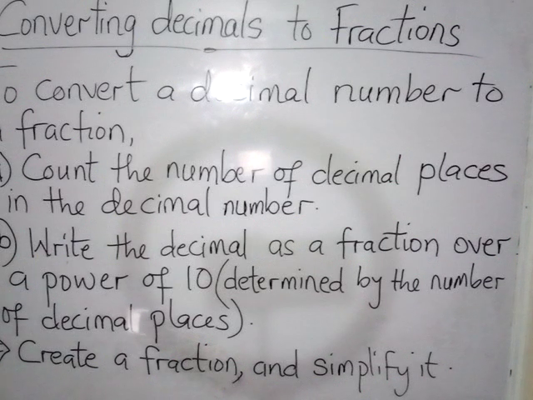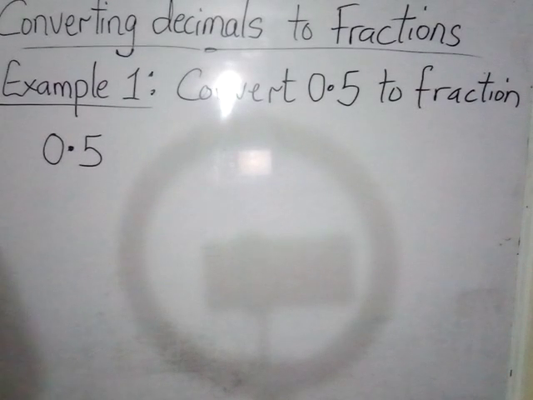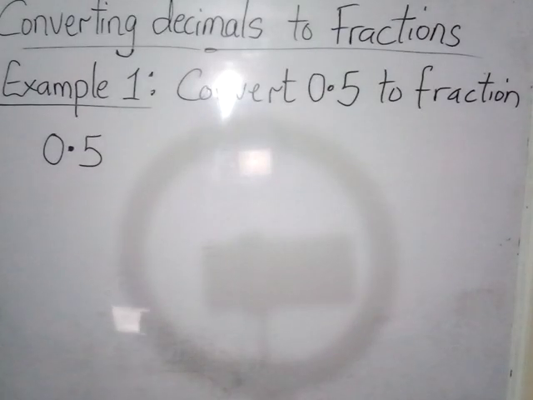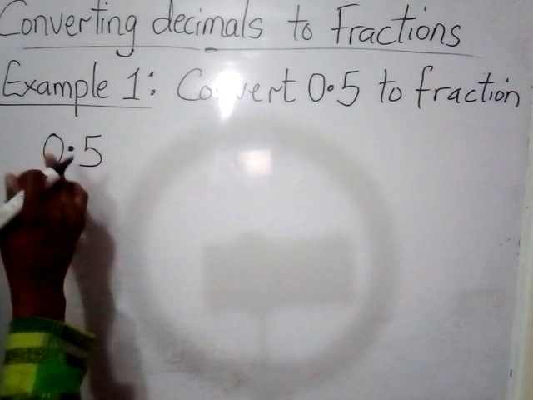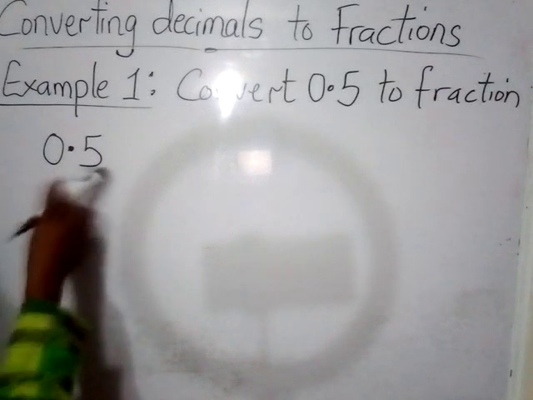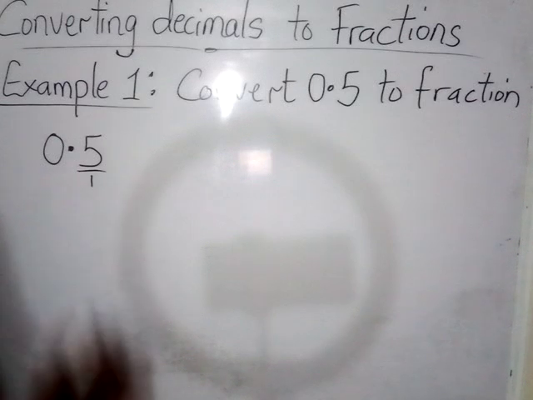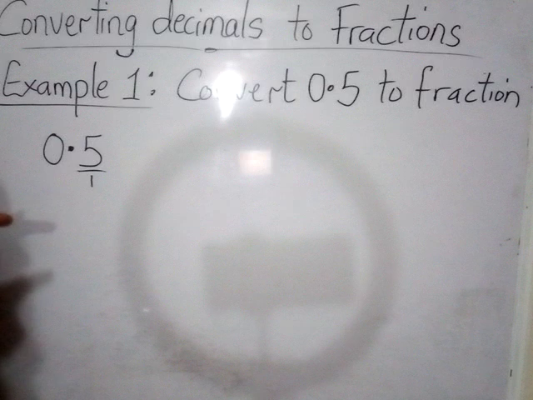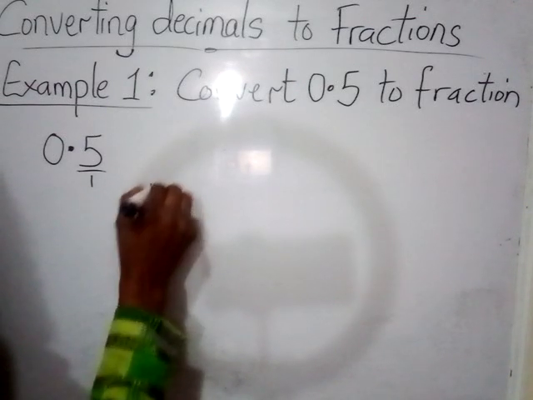So we're going to take some examples. Yeah, we look at some examples now. Okay, so the first example we have here is 0.5. We're trying to convert 0.5 to a fraction. So remember, the first rule says you determine the number of decimal places that you have in the decimal number. So how many decimal places do we have? We have just one. It's only one number we have after the point. That's what is meant by the number of decimal places. So we have just one. That means the power of 10 we're going to use is going to carry only 1 0.